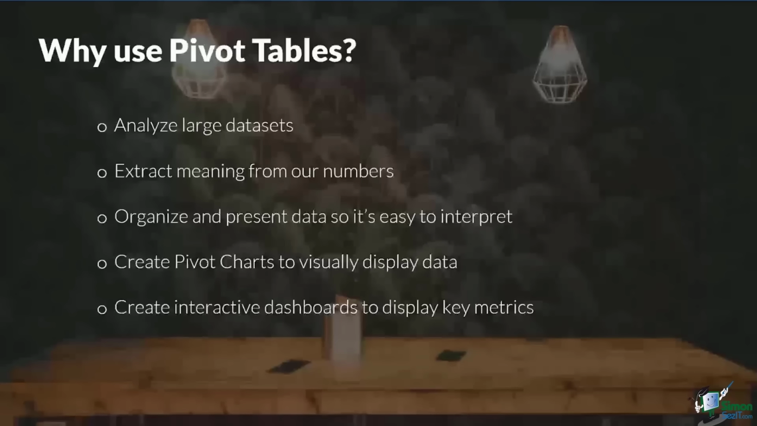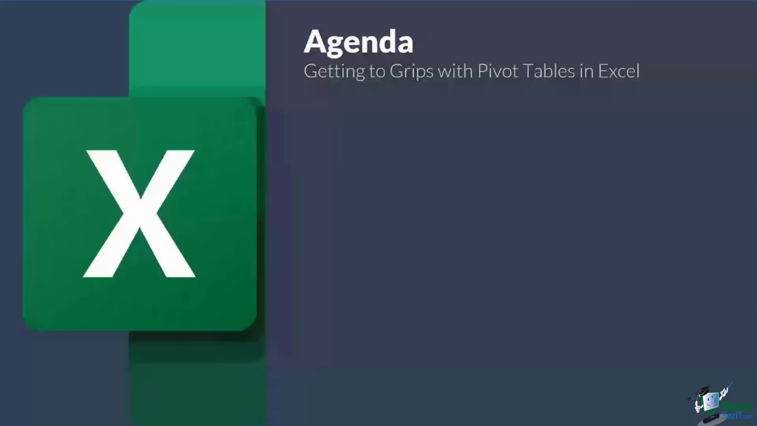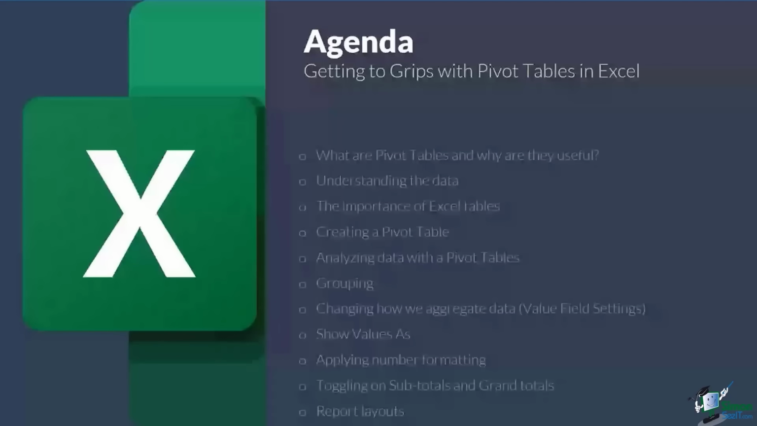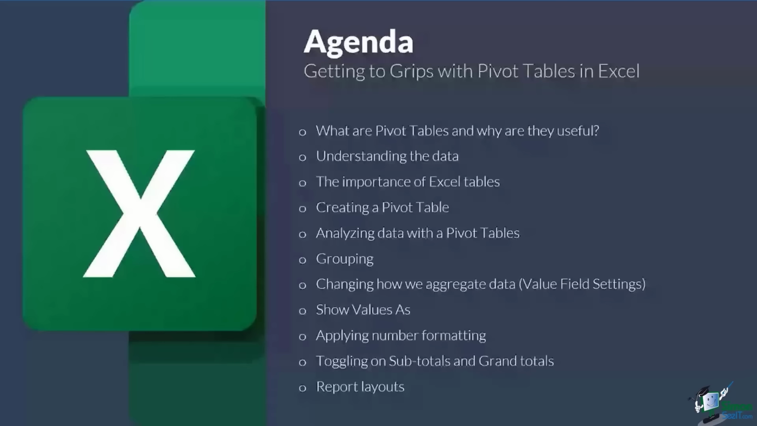So that's why we use pivot tables. But let's open up the data set. Oh, sorry, before we get onto that, let's go through the agenda for today so you know what you're in for. So we've basically just discussed what pivot tables are and why they're useful. The next thing we're going to do is open that data set that I've sent through, because I just want you to understand what you're looking at before we actually get into analyzing it.